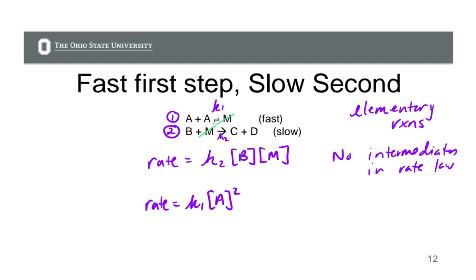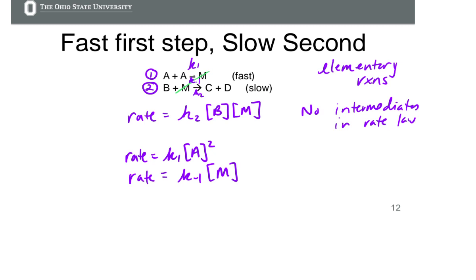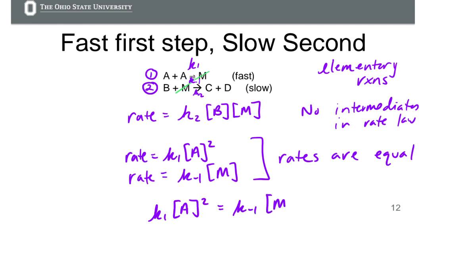For the reverse reaction, we're going to give this a rate constant, K minus 1. So we'll have rate equals K minus 1 times the concentration of M. Now, because we have dynamic equilibrium, these rates are equal. So we can set the right-hand side of these equations equal to each other, which means we'll have K1 times the concentration of A squared equals K minus 1 times the concentration of M.